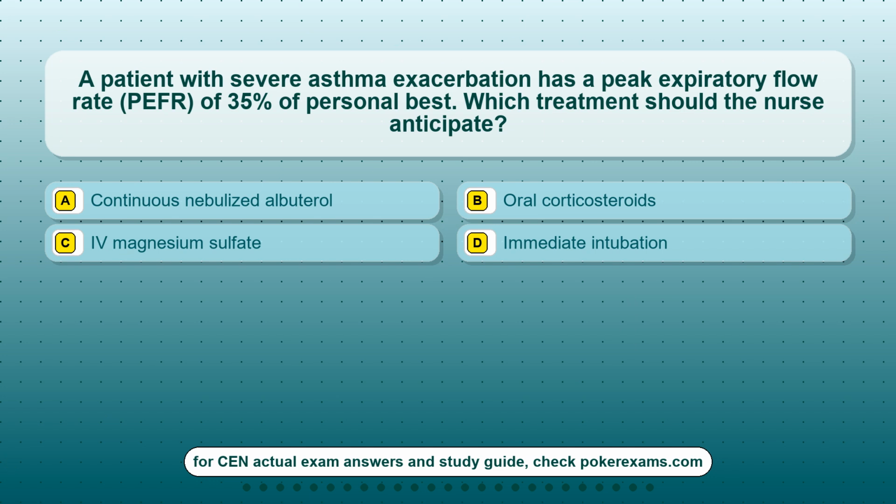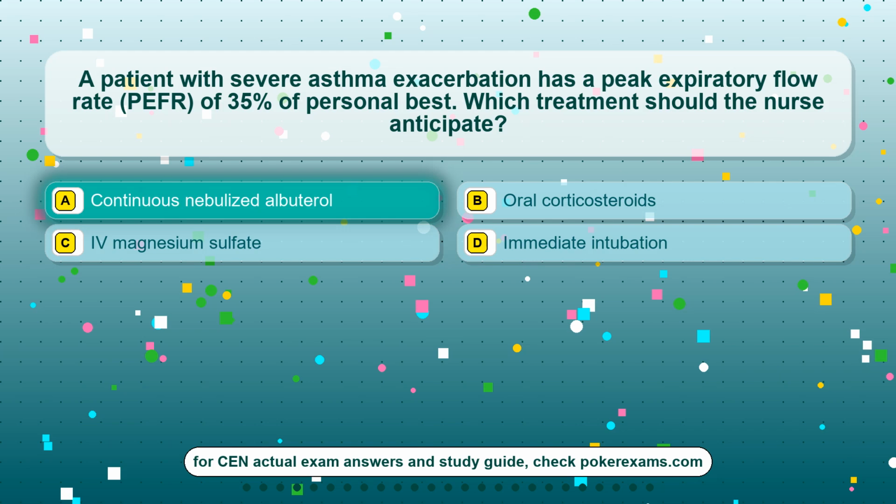Question 5. A patient with severe asthma exacerbation has a peak expiratory flow rate, PEFR, of 35% of personal best. Which treatment should the nurse anticipate? Option A, continuous nebulized albuterol. Option B, oral corticosteroids. Option C, IV magnesium sulfate. Option D, immediate intubation.